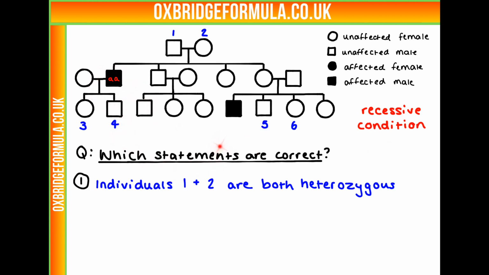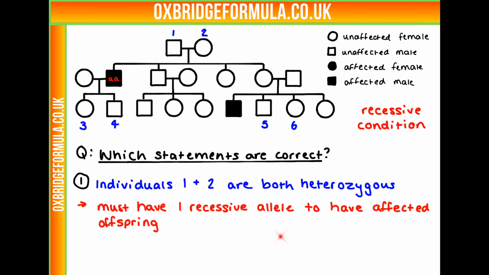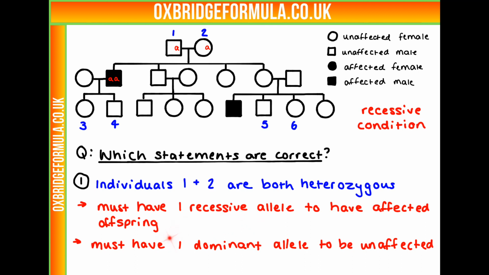And for that to be the case, it must have inherited 2 recessive alleles, 1 from each parent. Therefore, each parent must have 1 recessive allele in order to produce its offspring. So we can draw that on there. And we know that they're both unaffected, therefore they must also have at least 1 dominant allele. So they must have 1 dominant and 1 recessive to produce an affected child and be unaffected themselves. So they're going to look like this. So they must be heterozygous. So we can tick this one off.